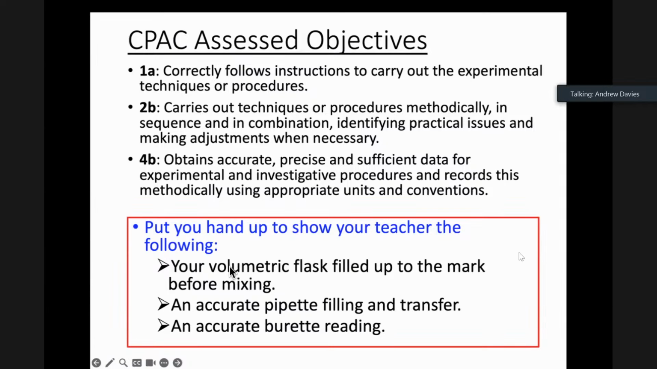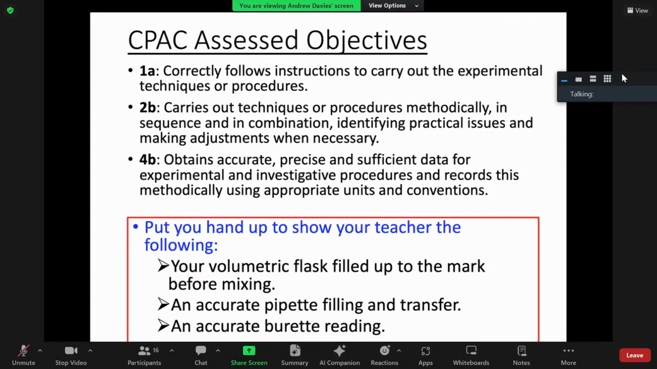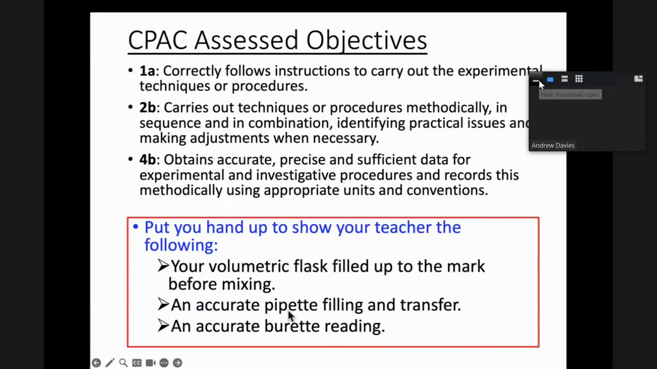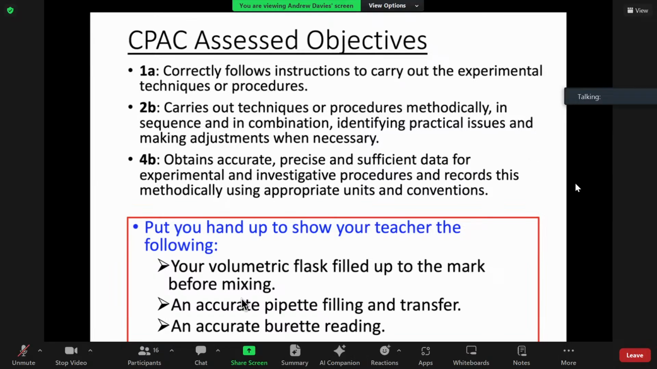I'm going to have you make up your volumetric flask. Obviously, I think we'll work in pairs again, but you've both got to agree when it comes to accurate pipette filling and burette reading. So the first part, you both have to agree when you think you've got the meniscus on the line. And the second two bits, I'll judge you independently of these.